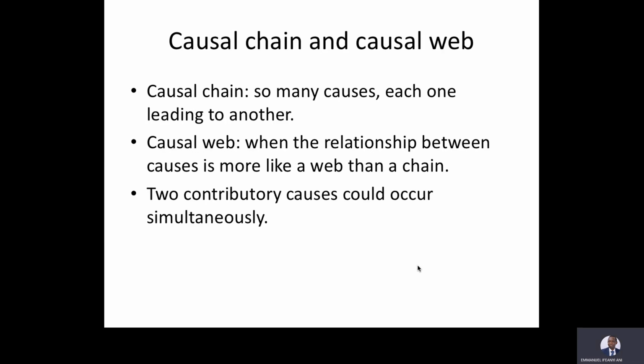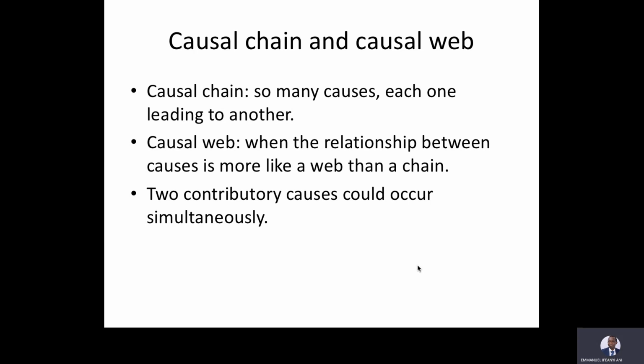And then we have causal chain and causal web. A causal chain is an instance where we have so many causes, each one leading to another. One thing causes another, and then that one causes another, and so on. That's what we call a causal chain. And on the other hand, a causal web is when the relationship between causes is more like a web than a chain. So in that case, we have two or more contributory causes occurring simultaneously. Let's see examples of both.